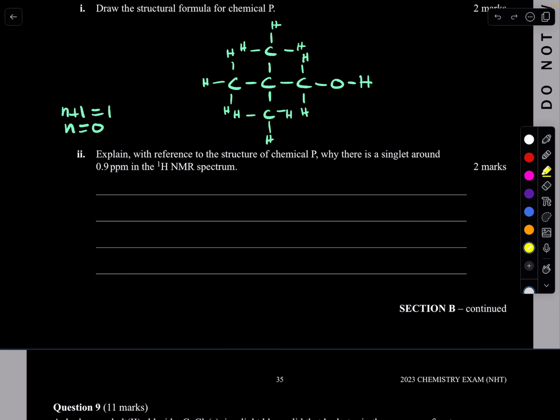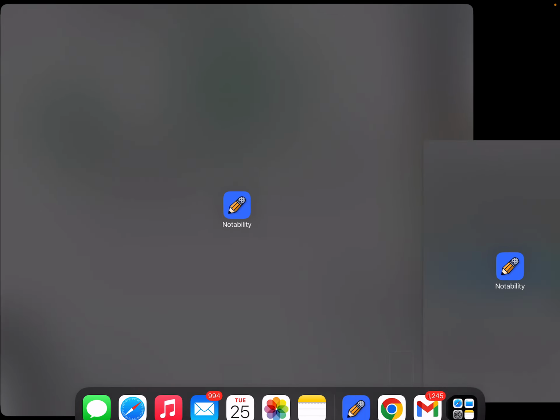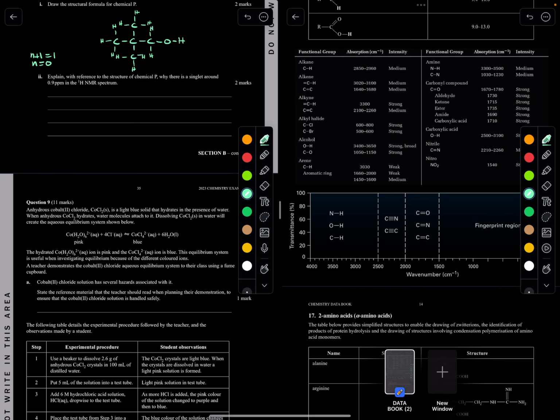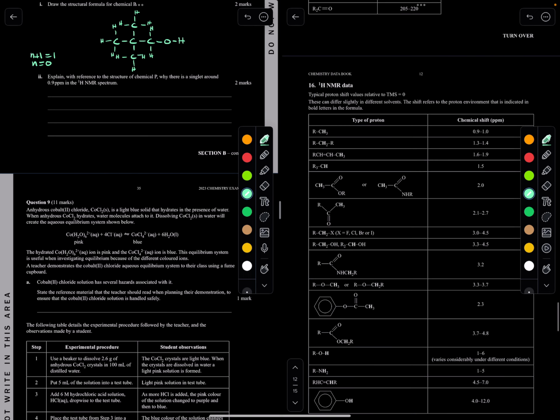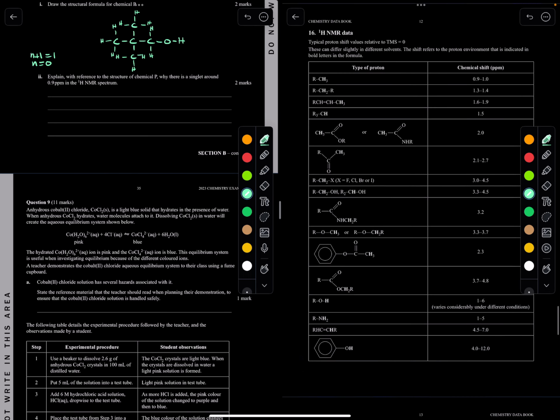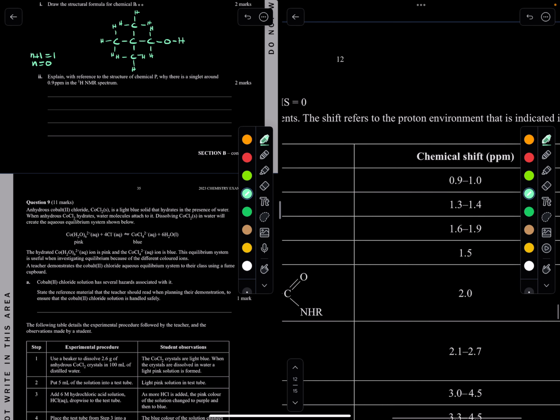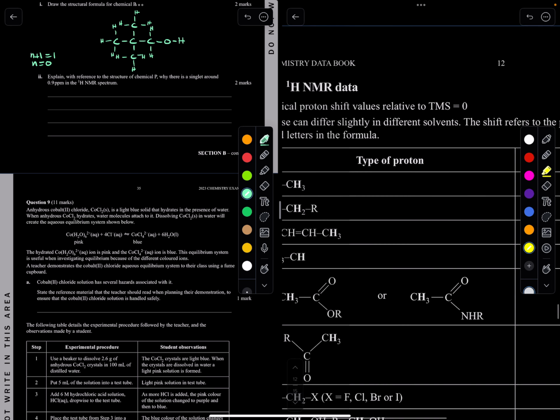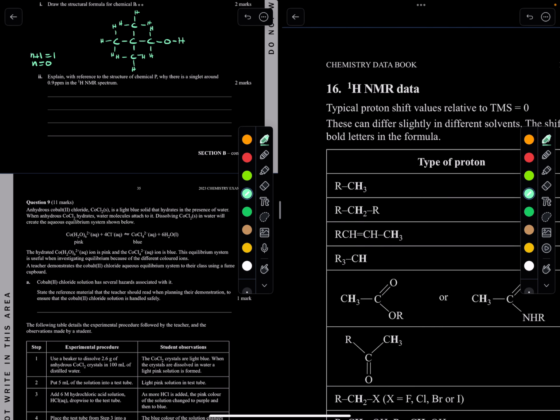Could it be these 3 here because of the symmetry, or could it be this one over here? To know which one, we have to look at our data book. So it's 0.9, was it? Parts per million. So 0.9 for a proton environment. Yes, only this one is 0.9 here, so it has to be an RCH3 group.